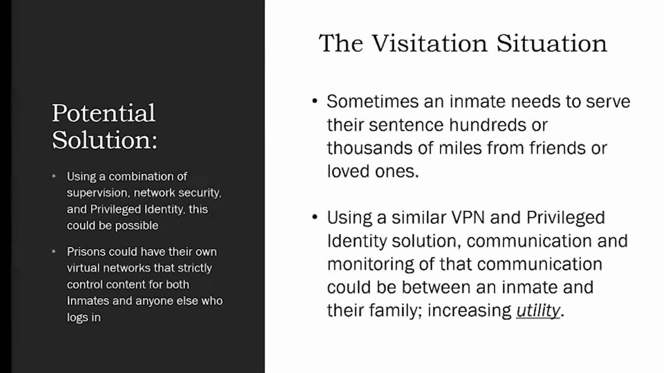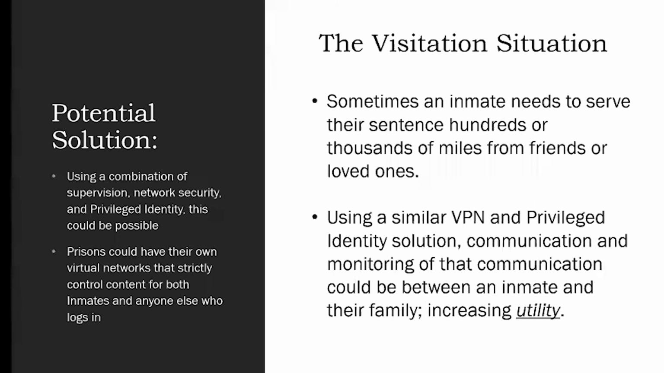Another situation in which utility could be increased by allowing some internet access to inmates is that a lot of times an inmate will have to serve their time at an institution that is not feasible for friends or loved ones to travel to on a regular basis to see them. So using similar technologies to what we just discussed, for identity and virtual private networks, there could be a communication network set up that could be monitored by corrections staff, in which video communication between an inmate and a loved one they normally wouldn't be able to communicate with could be accomplished.